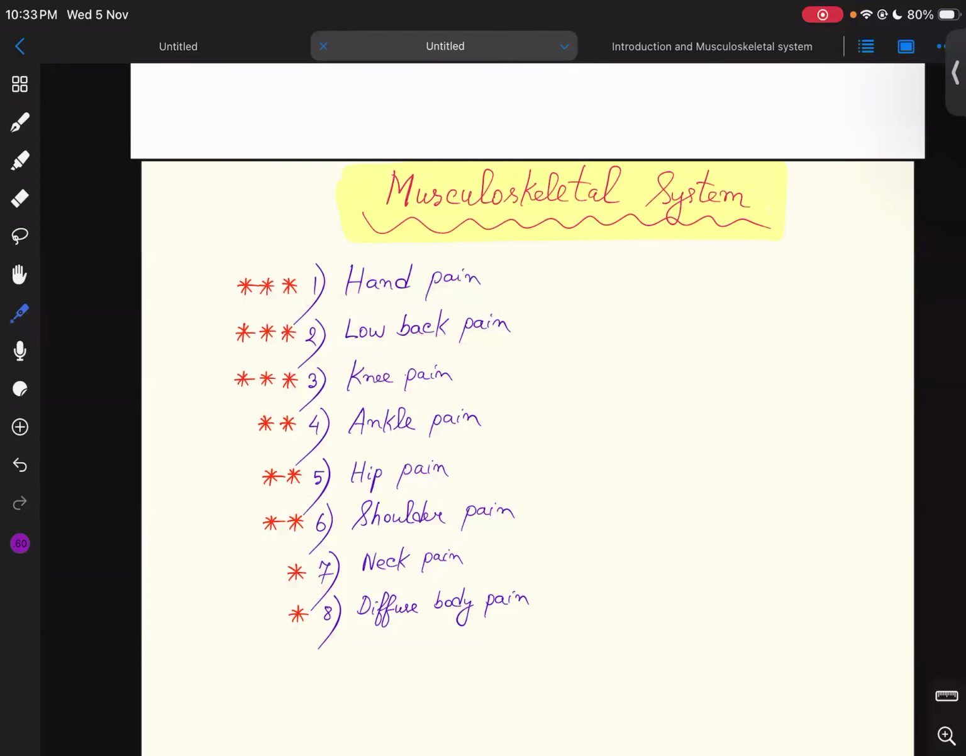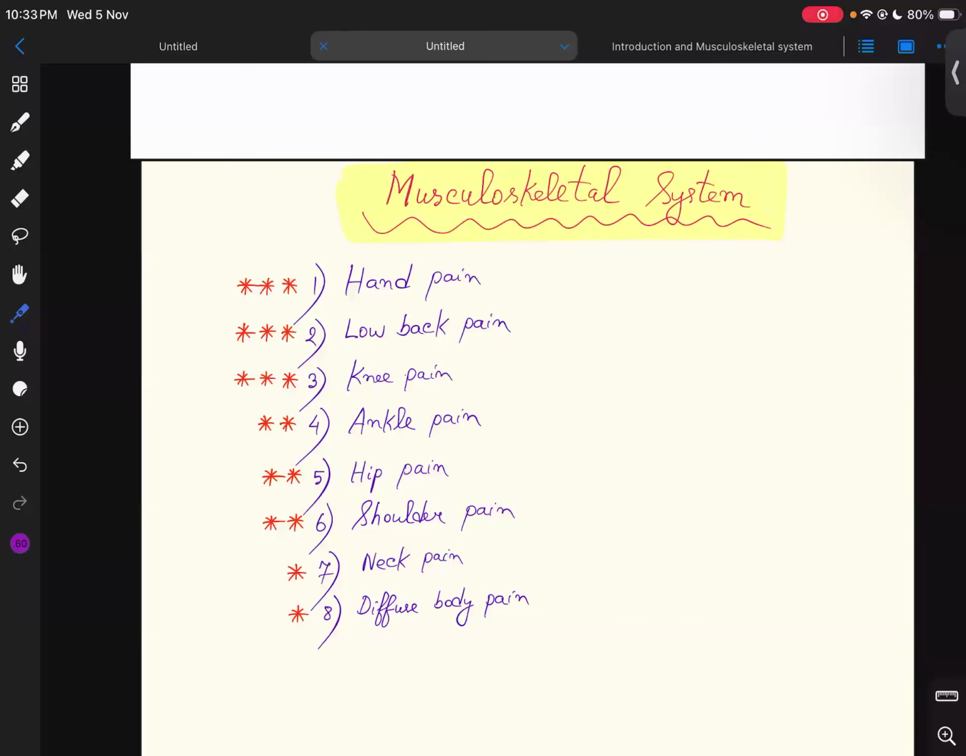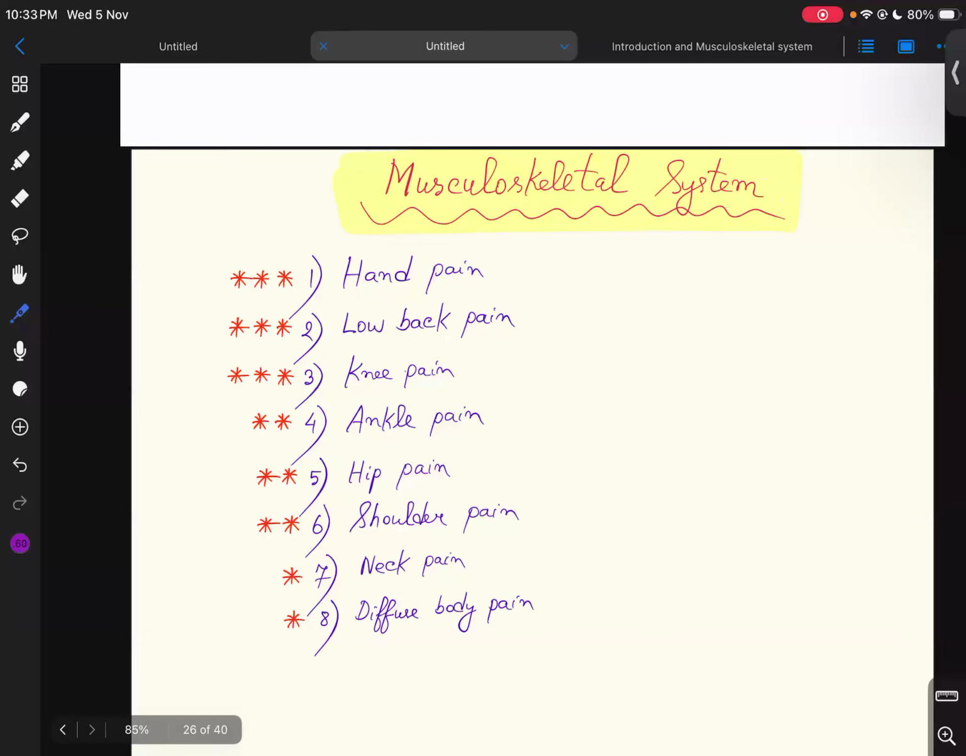So what I'm going to do right now is discuss the approach to each prompt individually. What are the initial questions we have to ask? What are the differential diagnoses we have to consider? And how to screen for each differential diagnosis? Then what are the important physical examinations we have to do? In this way, we are going to discuss these 8 prompts in today's class. I hope this is clear to everyone.